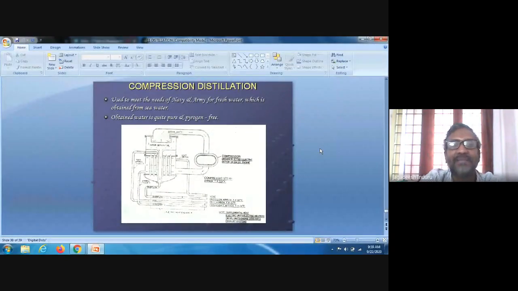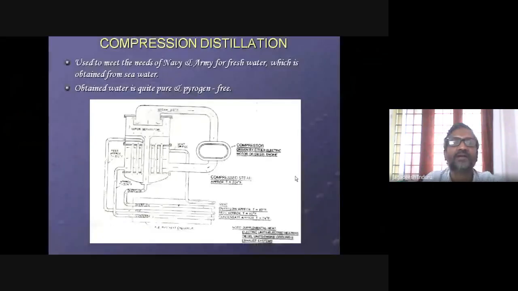Another one is compression distillation. Compression distillation is used to meet the needs of the Navy and Army for fresh water, which is obtained from sea water. The water is quite pure and pyrogen free.